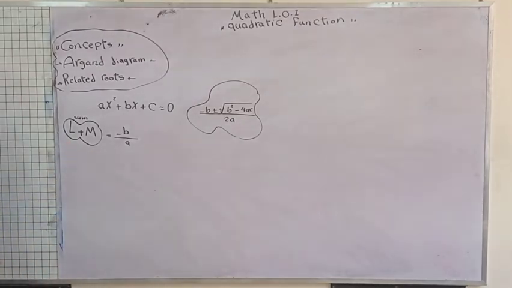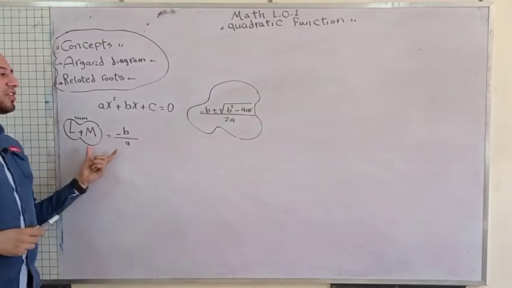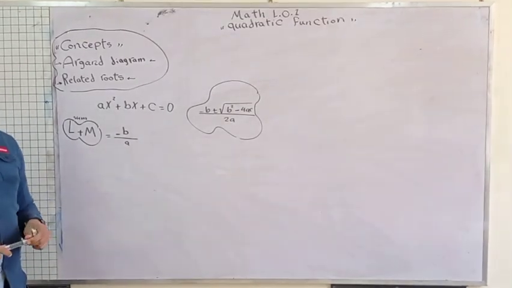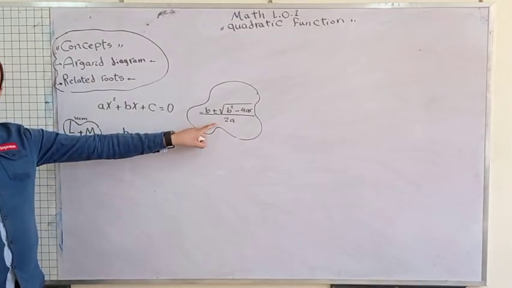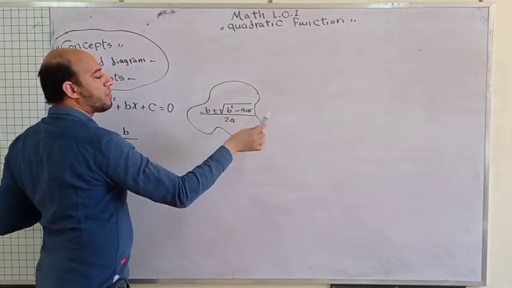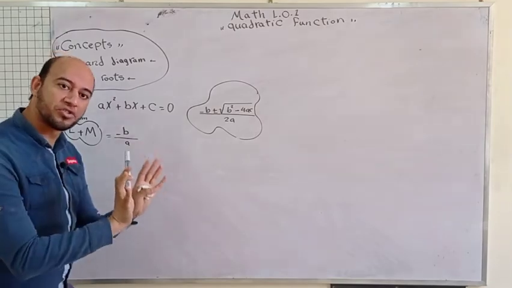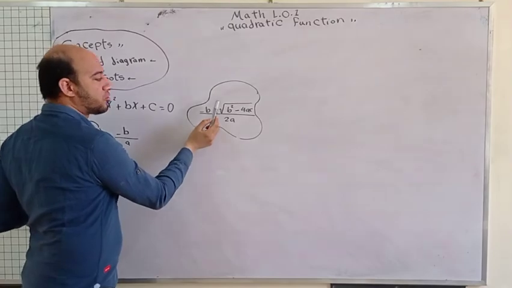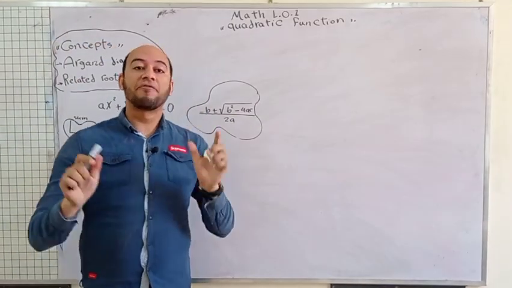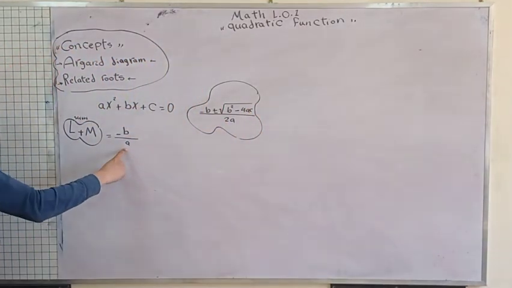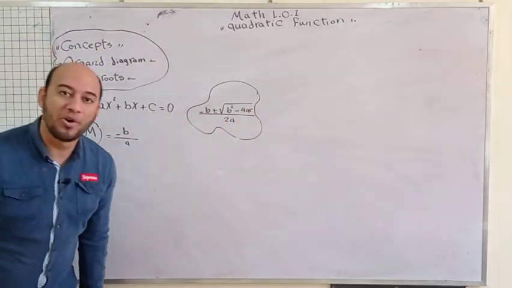How can we derive this relation? It can be concluded from the two roots. The first root is minus b plus the square root of b squared minus 4ac, over 2a. The second root is minus b minus the square root of b squared minus 4ac, over 2a. If you add these two roots, you will get minus b over a.